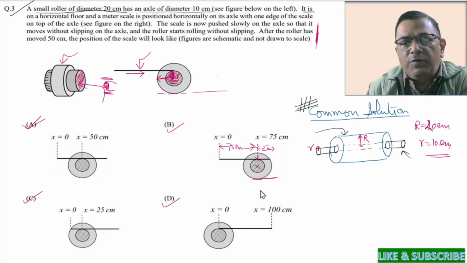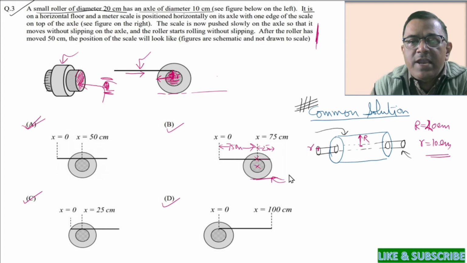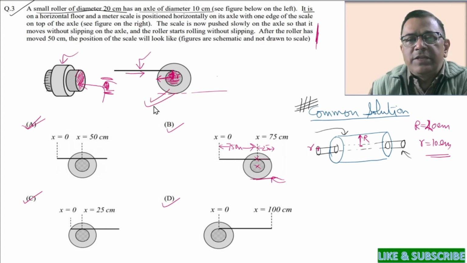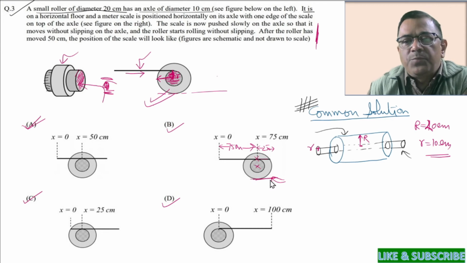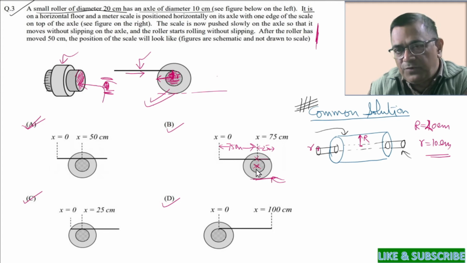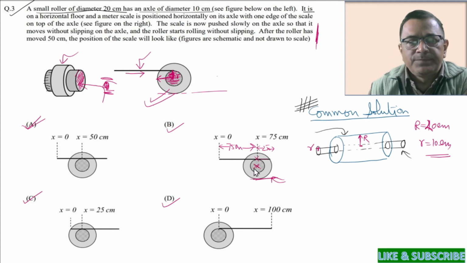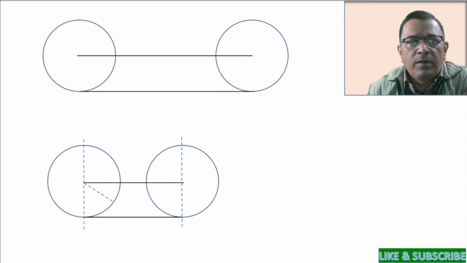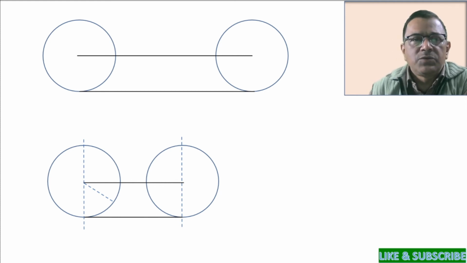This position of the roller is with respect to the initial position of the roller. Is it right? This is the initial position. This should be the position by the time the center of the roller has moved in the forward direction by 50 centimeter. Now a different approach, another solution to the problem.